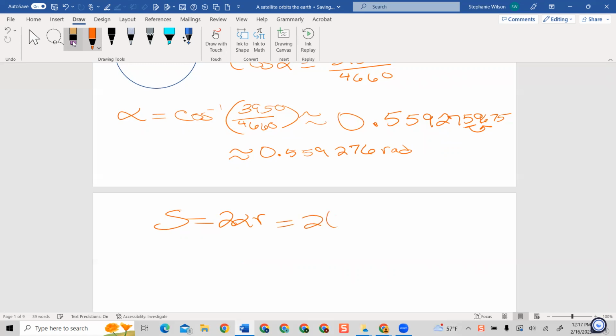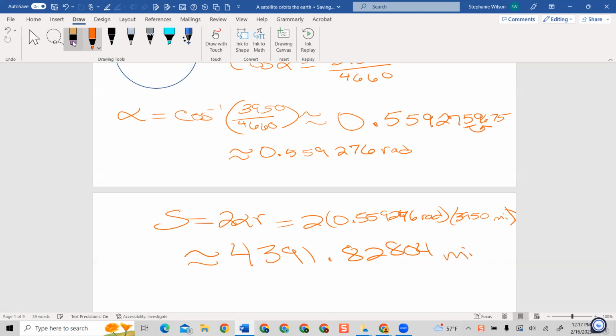Let's just plug in. Well, I know it's 2 times the 0.559276 radian times the 3,950 miles. Let's just type it in our calculator: 2 times that 0.559276 times 3950, and I get 4391.8280 miles.